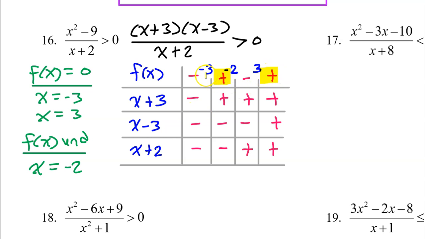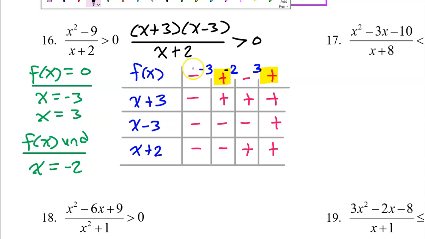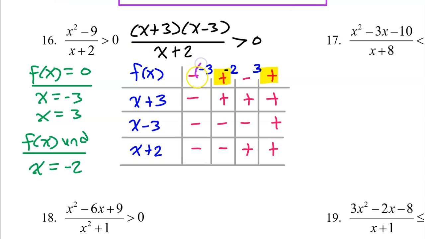Should we include any of these endpoints? No. We are not interested in the values where f of x is equal to 0 or undefined, only greater than 0. So we will show that the endpoints are not included by using parentheses like this. So this first interval goes from negative 3 to negative 2, all parentheses, union, and the second interval goes from 3 to infinity.